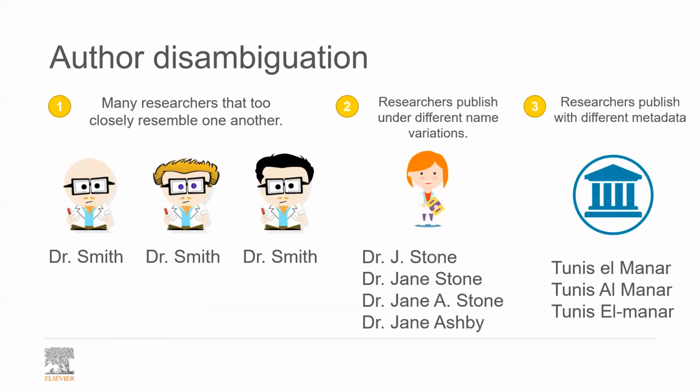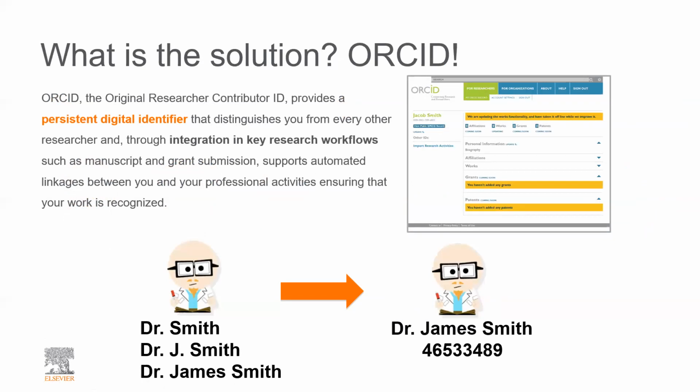One of the biggest problems that we have within Scopus is that there are many researchers that have the same name, but who are not the same person. You can have many Dr. Smiths, many Muhammad Ibrahims, or many researchers that have exactly the same name. So it is difficult for the algorithm to distinguish between researchers that have the same name or very, very similar names. And therefore, we encourage any researcher to use ORCID.